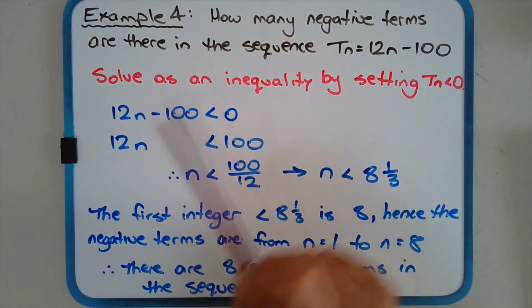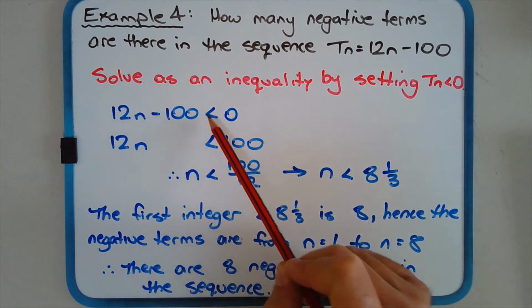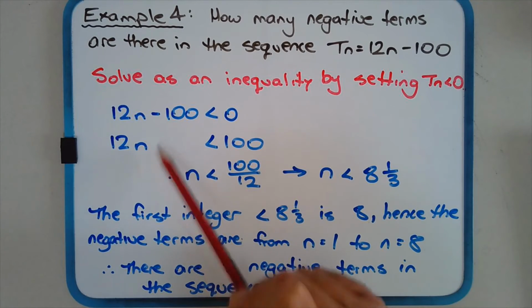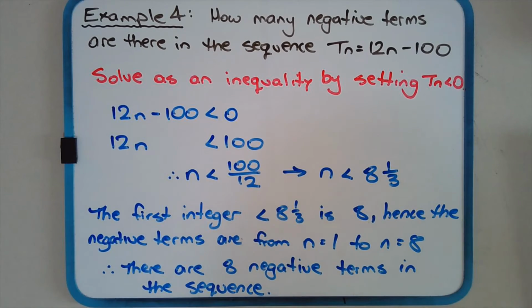So let's set up the inequality. 12n minus 100 is less than 0. Solving for n, so 12n is less than positive 100. Dividing both sides by 12, we have n is less than 100 over 12, and 100 over 12 is just 8 1/3. So the first integer less than 8 1/3 is 8.